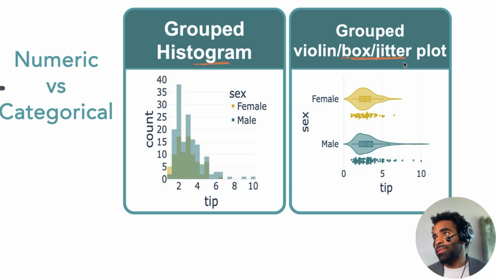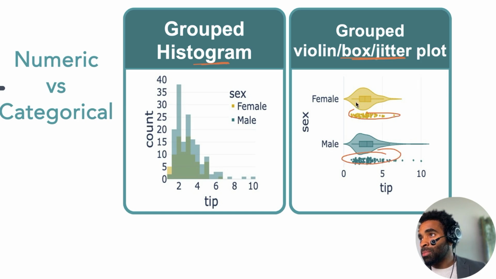So in the grouped violin or box or jitter plot, we can see that there is significant overlap in the tip amounts for women and for men. But from the box plot, you may be able to tell that the median for men is a little bit higher than the median for women.